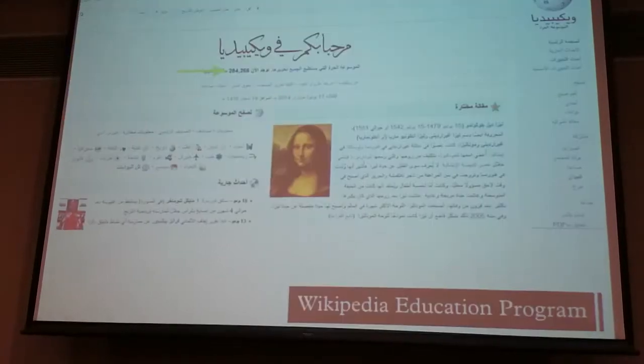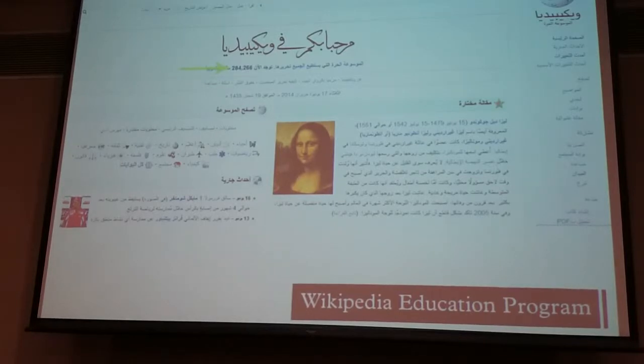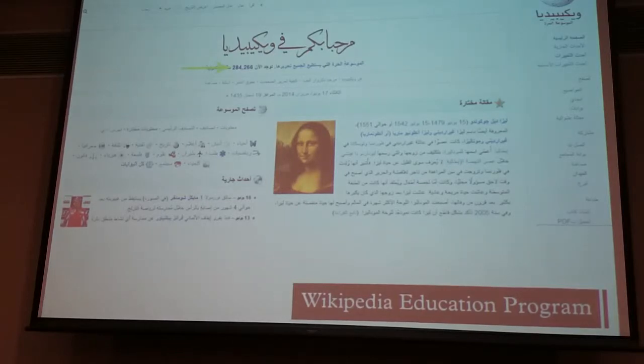I am talking about the Wikipedia education program in Egypt, which in Arabic is called Wikipedia in Arabic. First, I want to discuss Arabic Wikipedia. We now have about 184,000 articles in Arabic Wikipedia, which I think makes it a teeny Wikipedia when comparing it to the number of Arabic speakers, which is about 250 million.